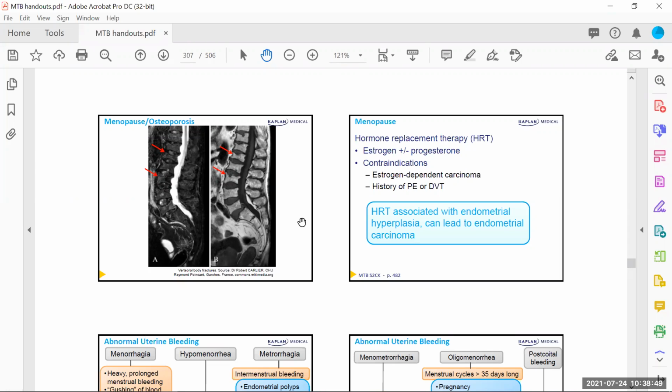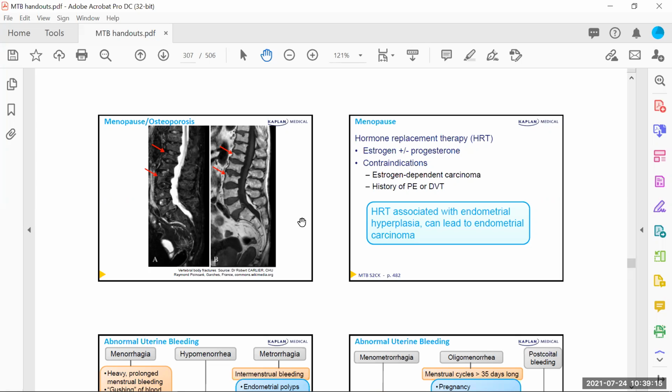So HRT associated with endometrial hyperplasia can lead to endometrial carcinoma. If, because of the use of estrogen, the patient develops endometrial hyperplasia, what will happen? This hyperplasia can lead to cancer as well. So there are a lot more chances of having this endometrial cancer just because of the use of HRT. And why is the patient using HRT? In order to minimize the symptoms in the patient.